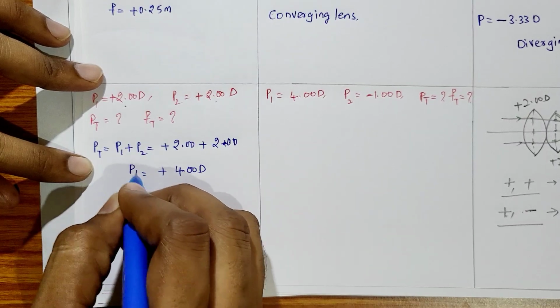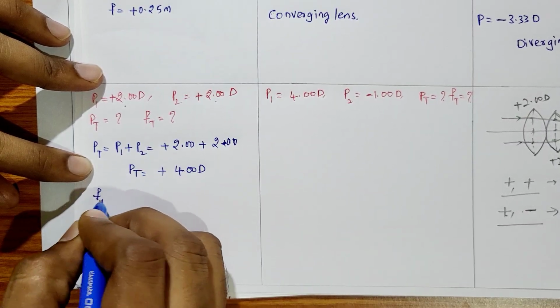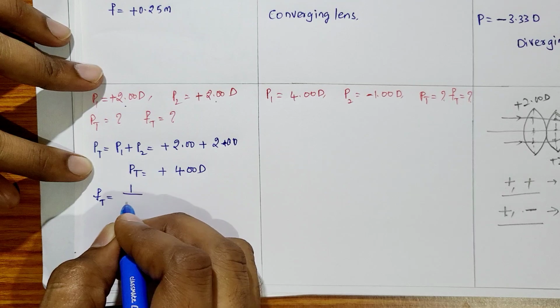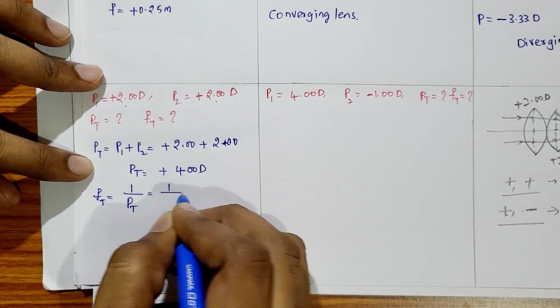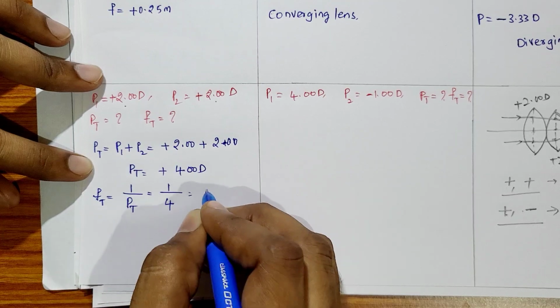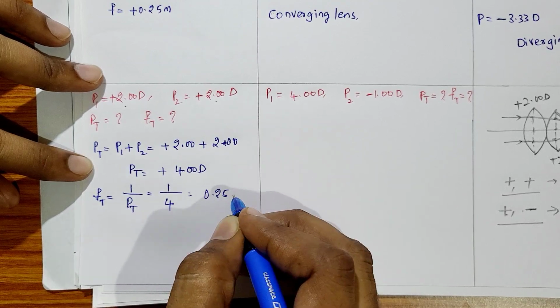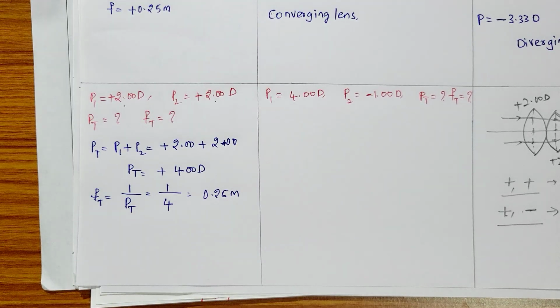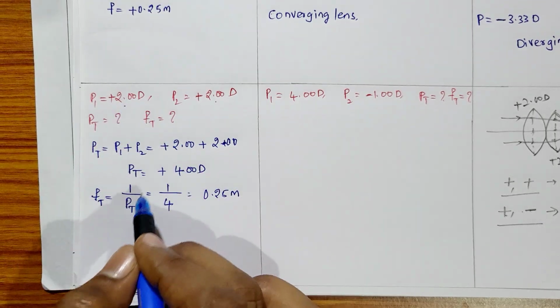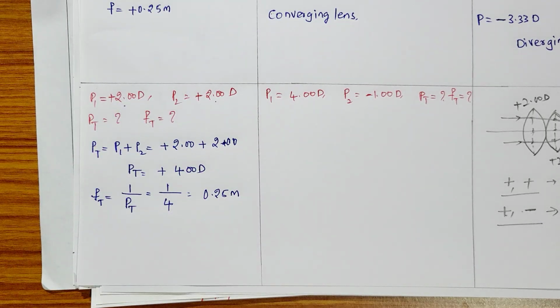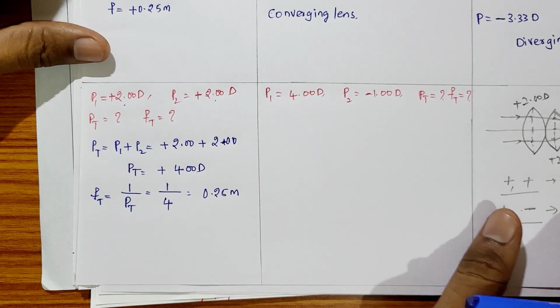Total power we got. Now we have to find total focal length. What is total focal length? Focal length formula is 1 divided by total power. 1 divided by 4, it is 0.25 meters. Before it was 2. 1 by 2 is 0.5. Now it is 1 by 4, 0.25. Okay.